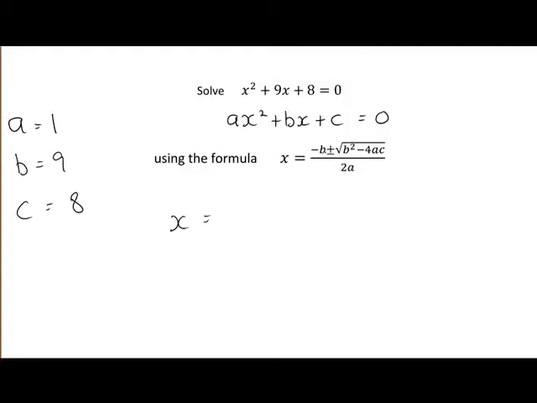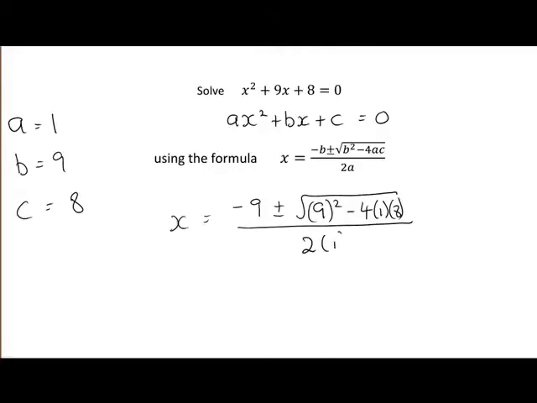So we've minus b, b is equal to 9, so we put in minus 9, plus or minus square root of b squared, which is 9 squared, minus 4 times a, which is 1, times c, which is 8. That's all over 2a. A is equal to 1, so it's 2 times 1.